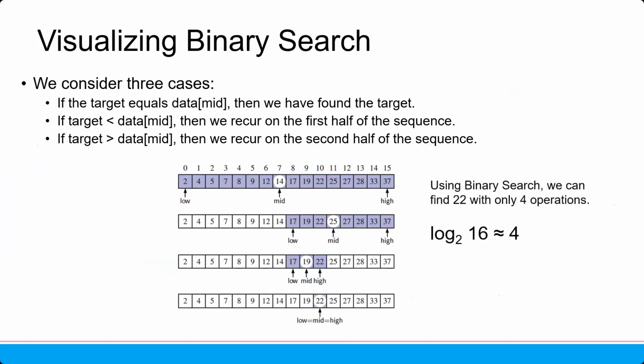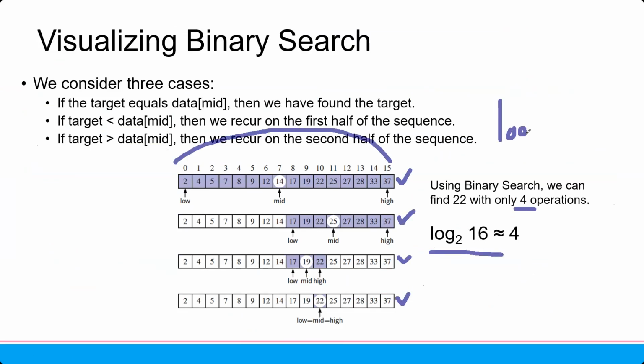So using the binary search, we can find 22 with only 4 operations. Okay. So we do operation number 1, operation number 2, operation number 3, and operation number 4. It means with 16 data, I can do only 4 operations. We can make the approximation of the cost is log base 2 of 16.